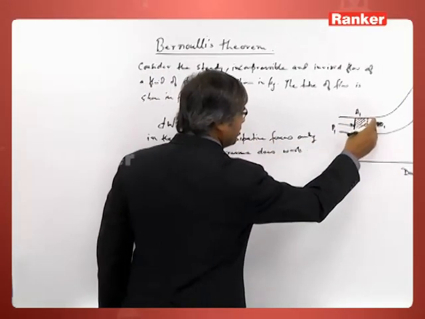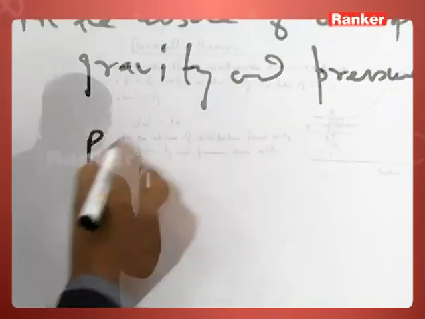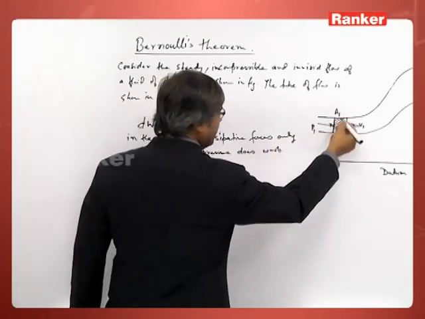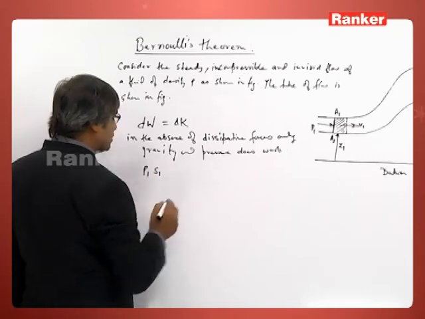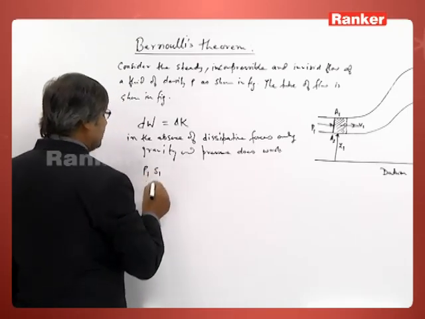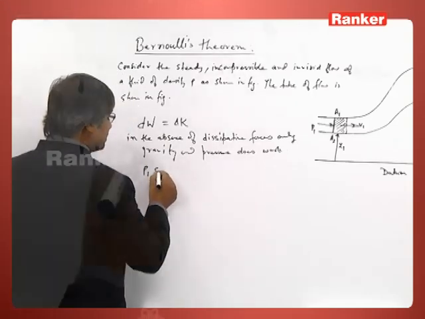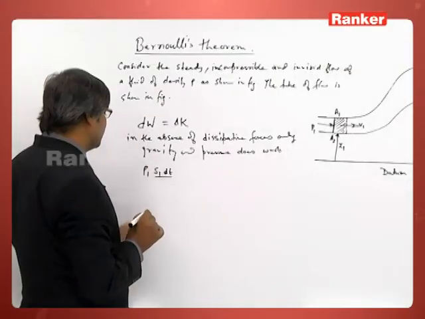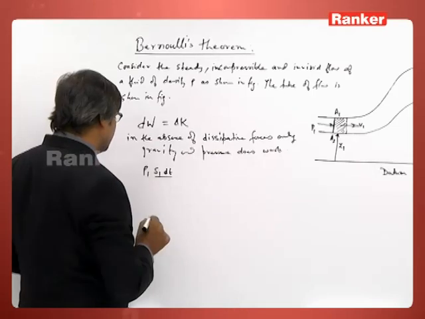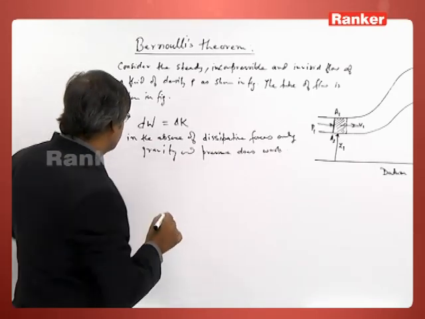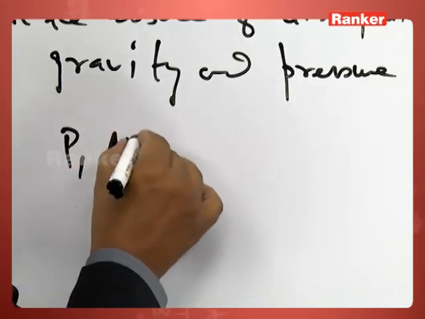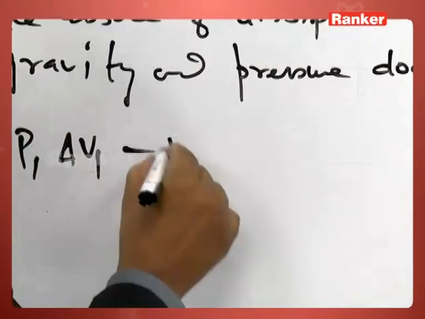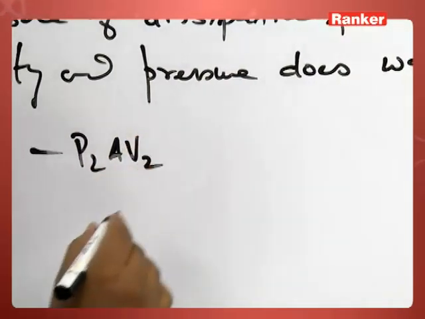The work done by pressure energy is P1 into the change in volume. Suppose the area of cross section here is S1. So the work done is P dV, where dV is S1 times v1 dt. So the work done here is P1 into delta V1, and there the pressure is acting too, so minus P2 into delta V2.